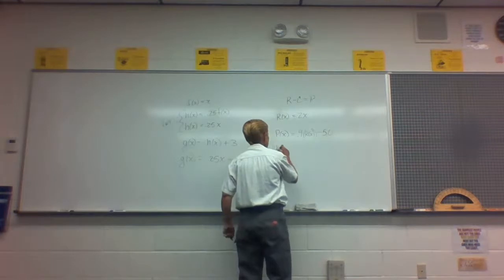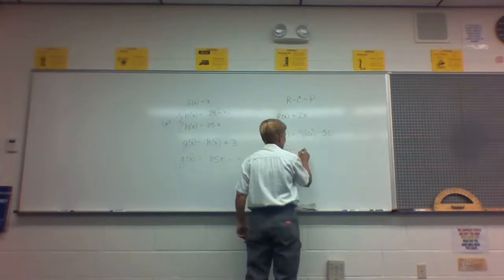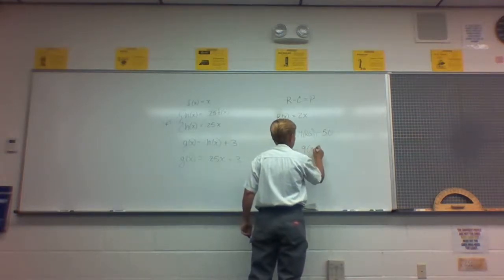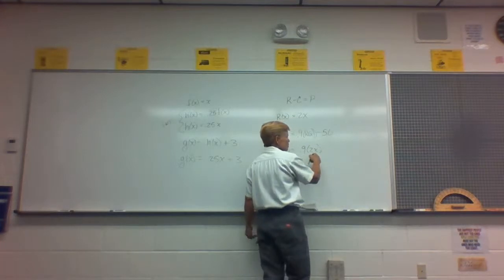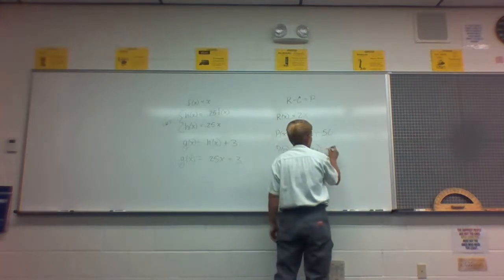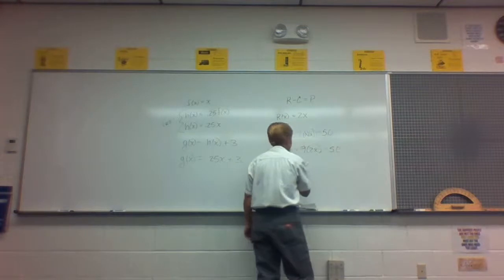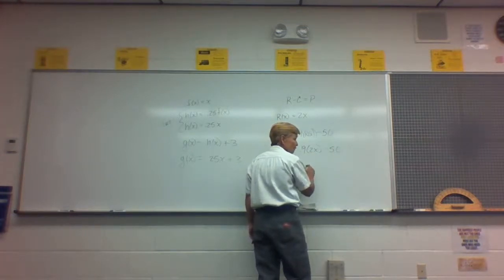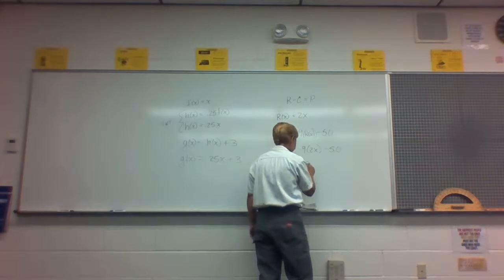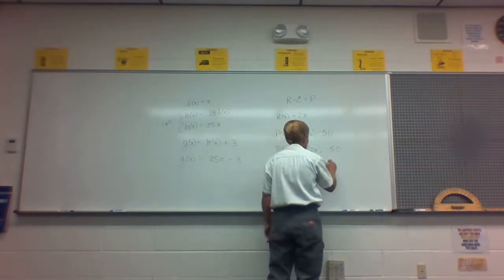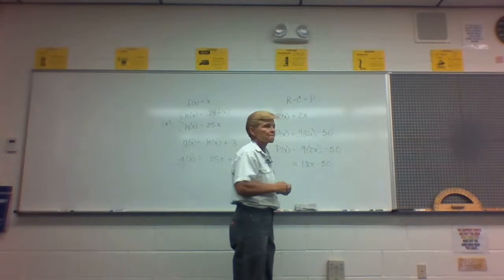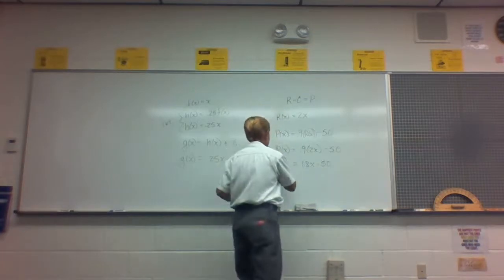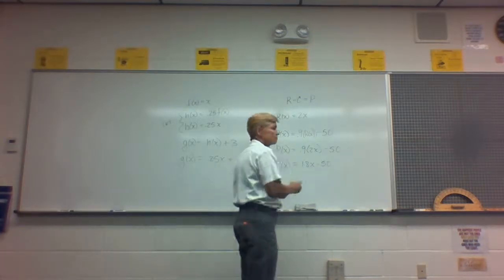So our profit function is going to be 0.9 of 2x, because that's what R of X is. It could be much more complex than this, but I'm going to go with that, minus 50. And we do a little bit of math on that. 0.9 times 2 is 1.8x minus 50. That's your profit. That's your profit function.